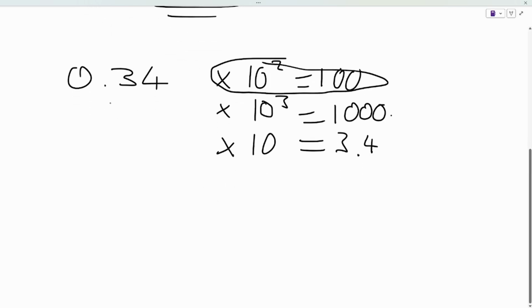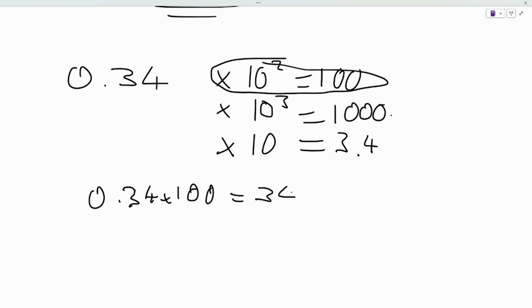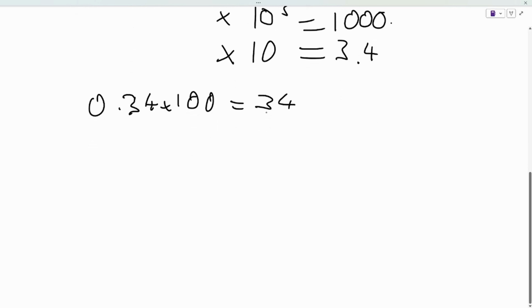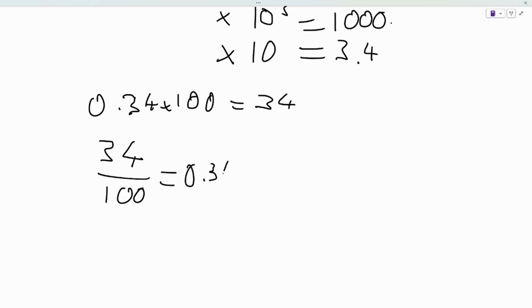Okay, so we know that 0.34, we need to do times 100, because 0.34 times 100 is 34. So again, same thing as before. We now have our whole number 34 as the numerator. We know what our denominator is going to be. It's going to be 100, because that's what we have to times it by to get to the whole number. So 34 over 100 is 0.34. But again, with our fractions, we need to simplify it if we can.